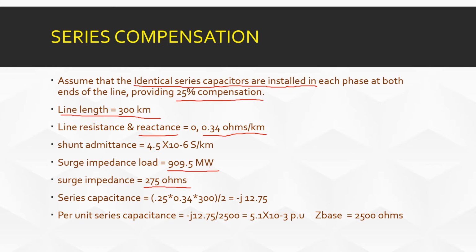Now we calculate the series capacitance. The series capacitive reactance is 25% of 0.34 for the length of 300 km, divided between both sides, so we get minus j12.75 ohms. The per unit series capacitance is the actual impedance divided by the base impedance. The base impedance of this problem is 2500 ohms. Finally, we get 5.1 × 10^-3 per unit. This is the value we have to use for our simulation.